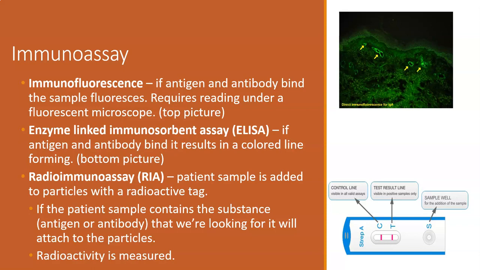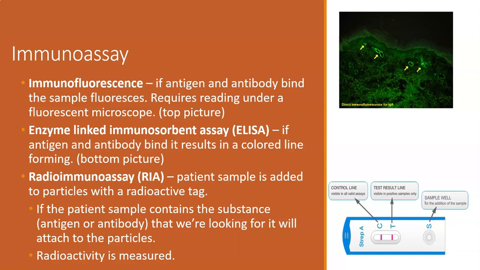The second type, which is one of the most commonly utilized techniques, is the enzyme-linked immunosorbent assay. We also call it ELISA. If antigen and antibody bind, it results in a colored line forming. So look at the bottom picture. We have S, which is the sample well, where you apply the patient's sample. Then T is the test, C is the control. For the test line, if the substance we're looking for is present, it will bind at this line, and then after a certain period of time, a color will form, which is a positive reaction. If no color forms, it's a negative.